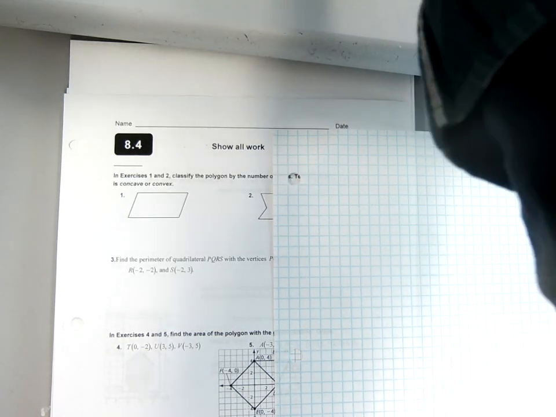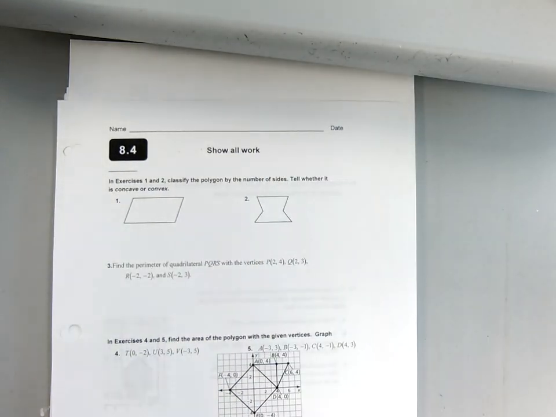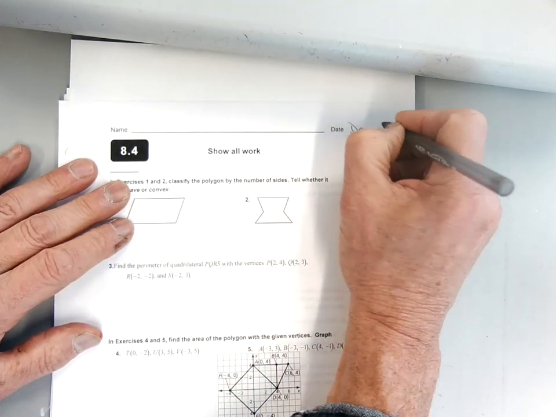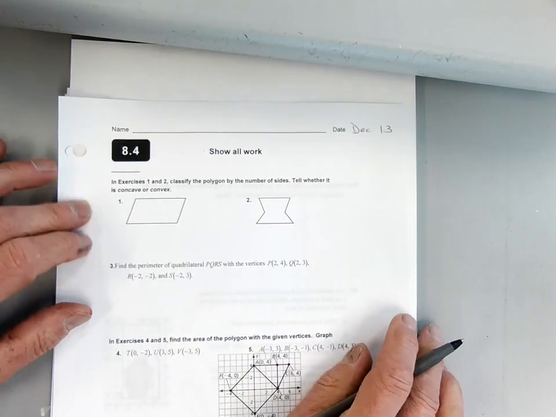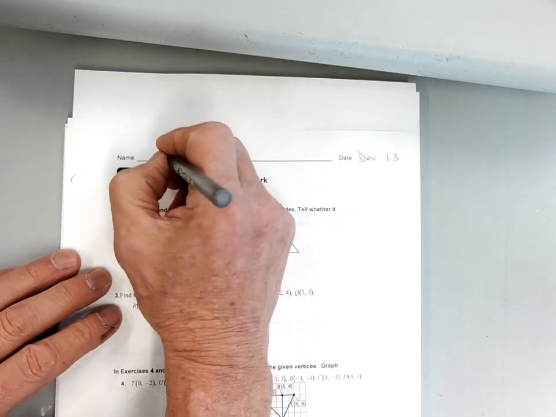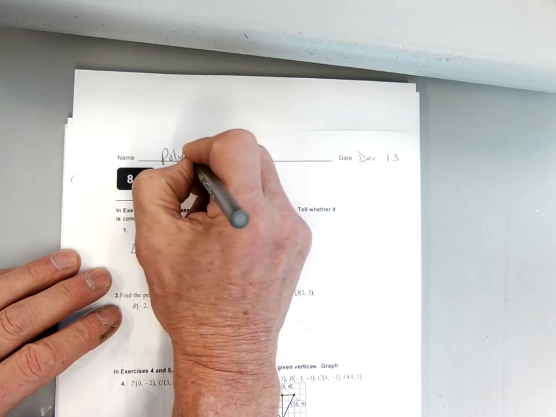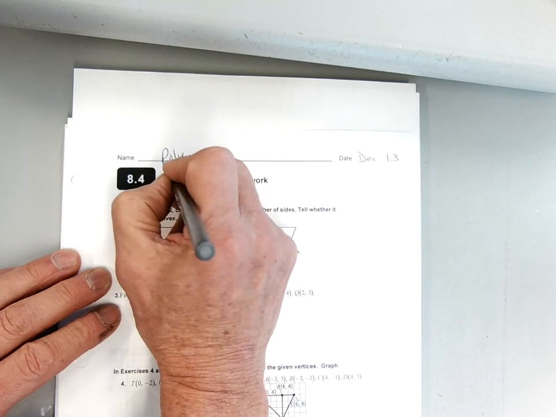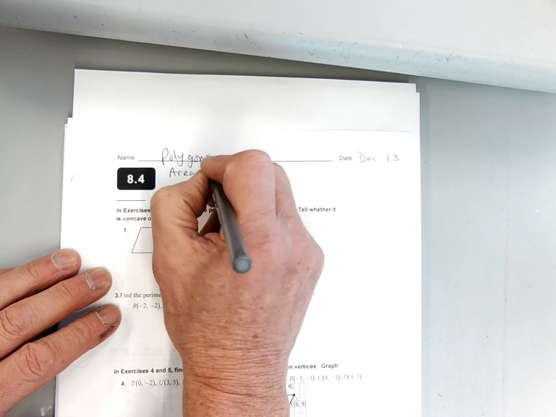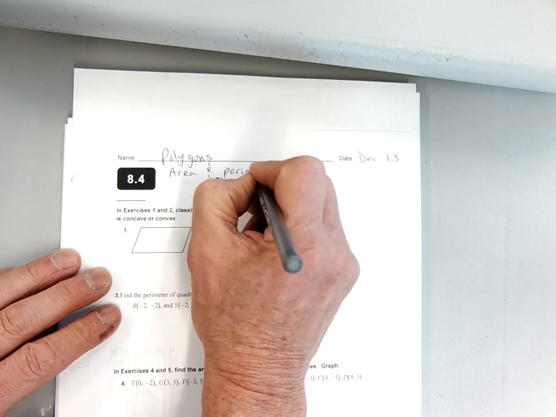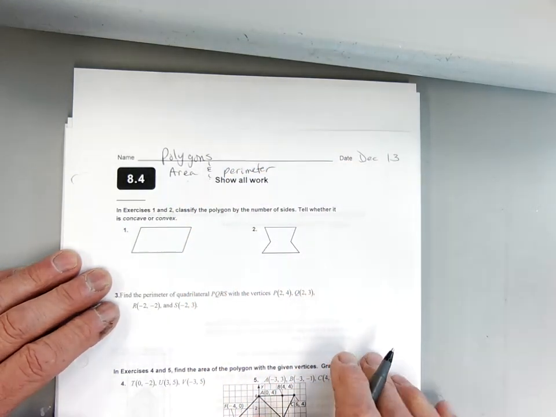Live. Okay, so I think the first part's easy. Let's go ahead. Today's date is December 13th. Okay. And we're basically going to be talking about polygons today. But the hard part for us will be area and perimeter. That's going to be the hard part, but we're going to figure it out, okay?